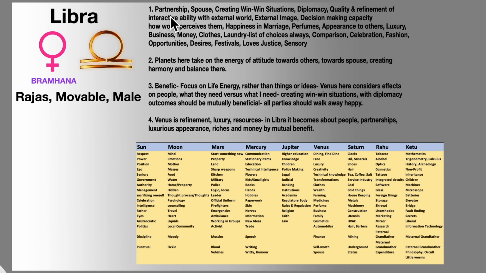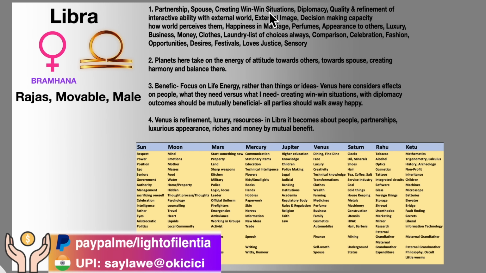Therefore, it is all about partnerships. It is all about spouse. It is all about creating win-win situations. This is the diplomat. The balancing of scales, Libra, is about a diplomacy of attitude. What is your diplomacy attitude? Do you have it at all or not? Are you diplomatic towards others? Do you create win-win situations is what Libra asks.